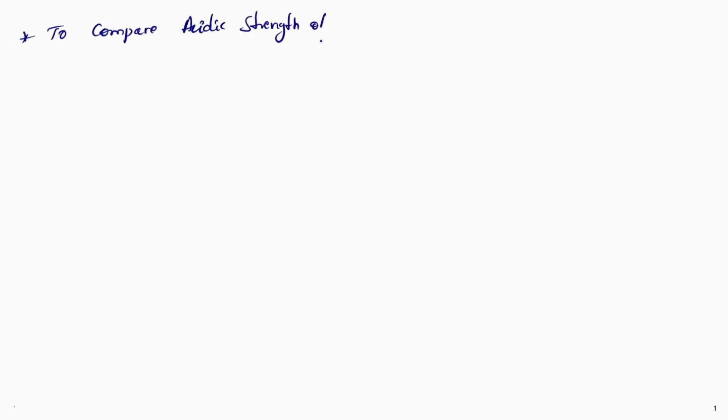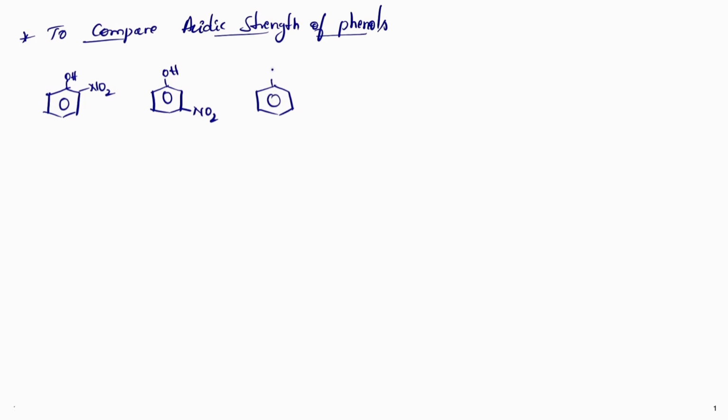Next application is to compare the acidic strength of phenols. Let's take an example. Take phenol to which NO2 group is attached at ortho position, and again take phenol to which NO2 group is attached at meta position. Again take phenol. Here the NO2 group is attached at para position.